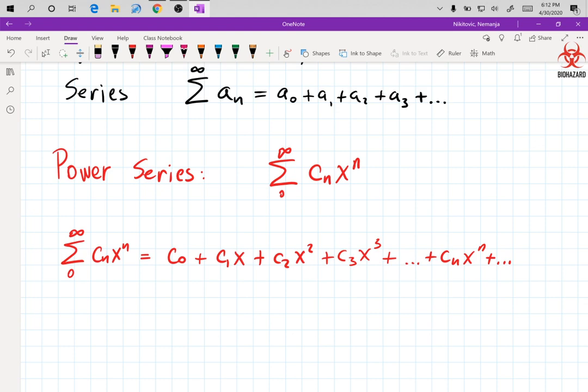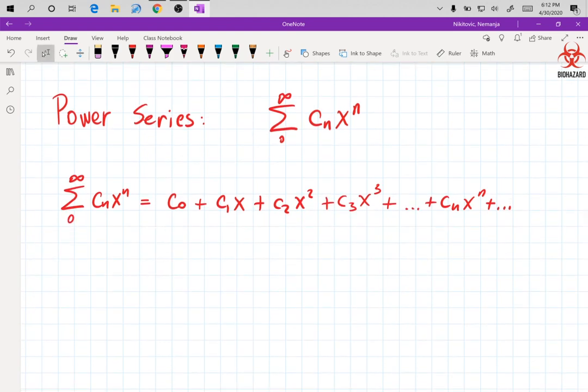So the actual definition for power series is the one in red. Now, that one is centered at 0. We'll see what that means, but for now we need to say that this one is centered at 0.